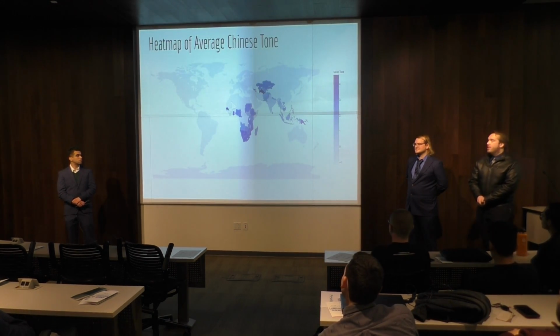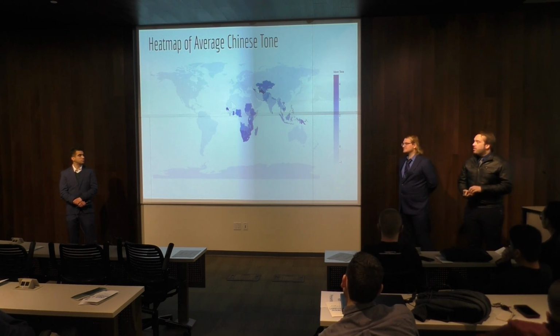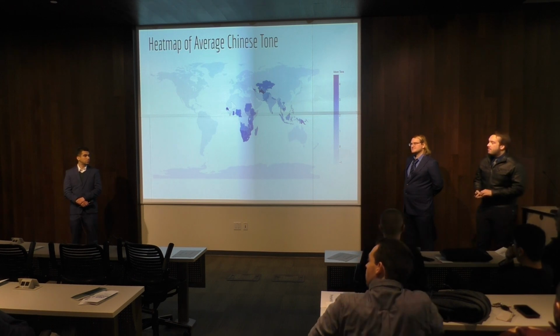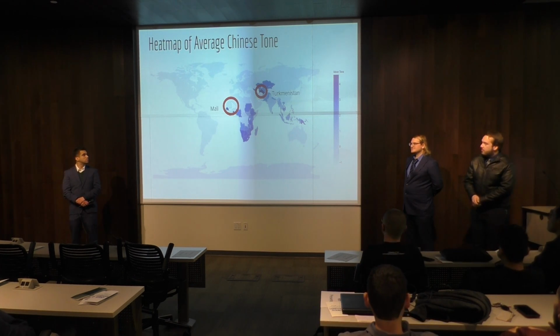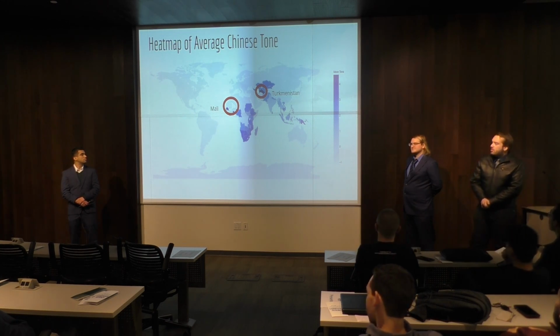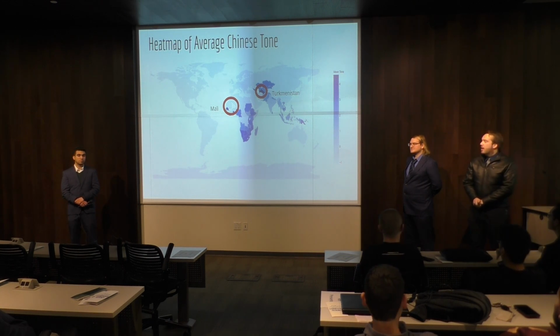This is one of my personal favorite heat maps. This is the average tone of articles about events involving China in each country as reported by the Chinese state-run media. A couple of countries that stand out here are Mali and West Africa, where we see that the tone is actually fairly negative, which compared to the rest of the map is pretty uncommon for the Chinese media. They're pretty happy about their own actions.